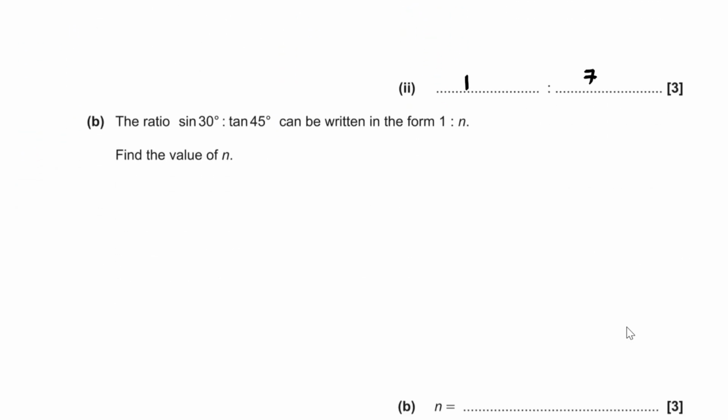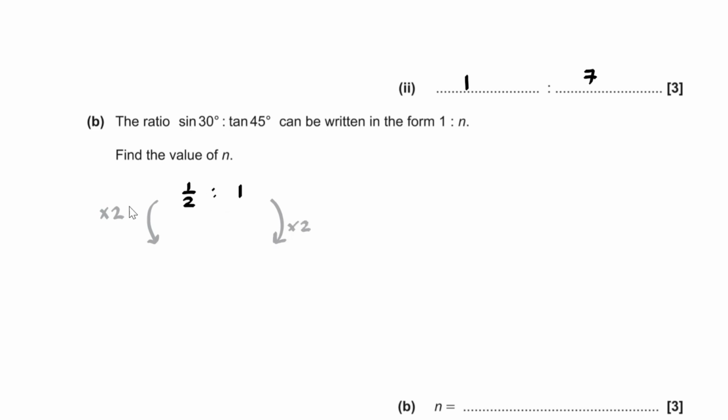And then for part B, the ratio sin 30 to tan 45 can be written in the form 1 to n. We have to find the value of n. Well, sin 30, that's equal to 1/2. And tan 45, that's equal to 1. And we have to write this ratio in the form 1 to n. Well, what we can do here is multiply both sides by 2.